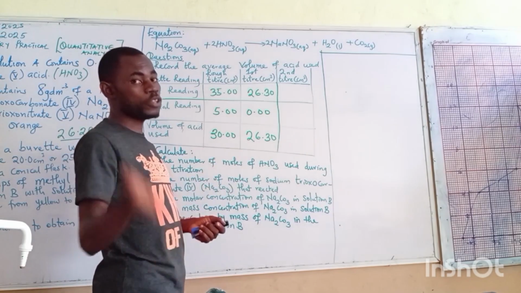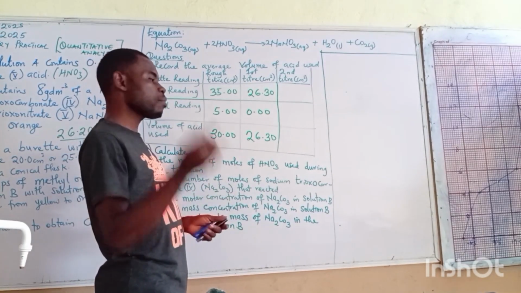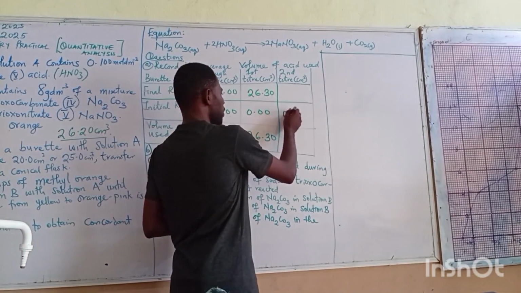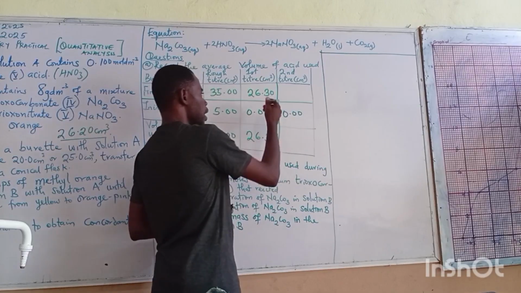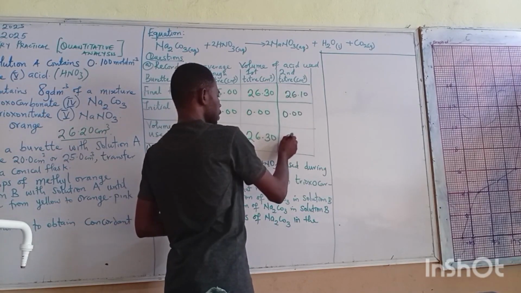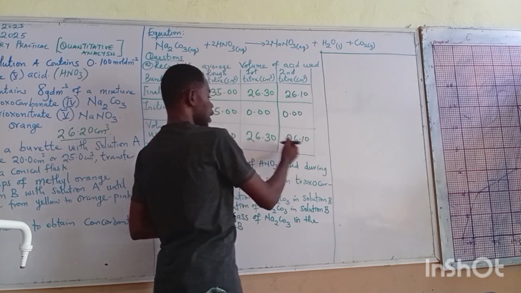That's the reason why I fill it up again, so that it will take me back to my initial as 0 to be on the safer side. That's the reason why my initial for the second one also was 0. And when I did that, one gave me 26.10.